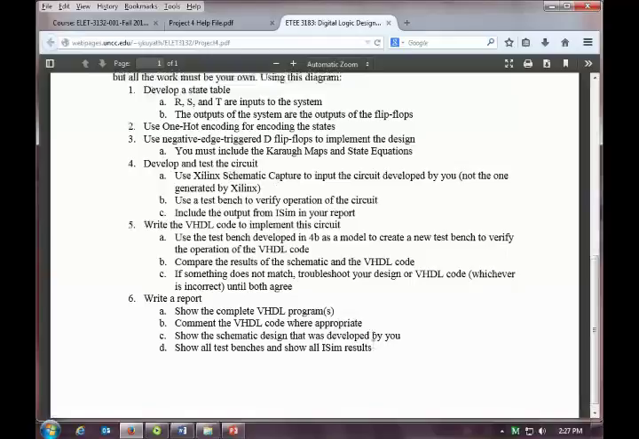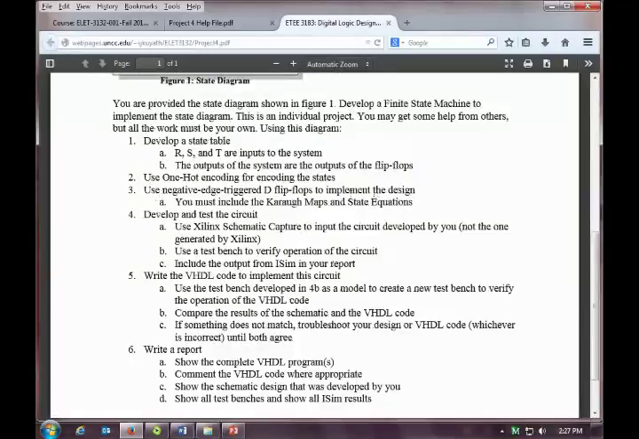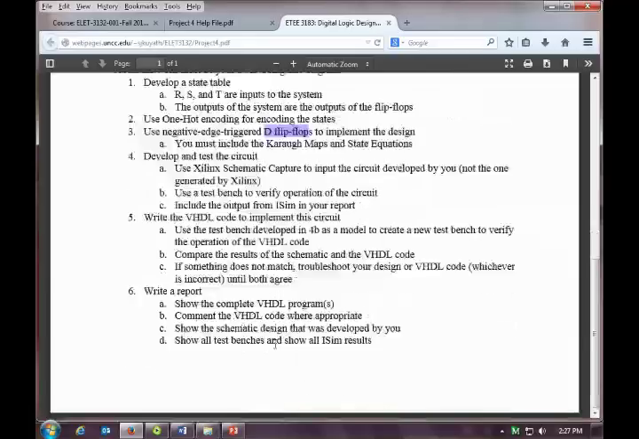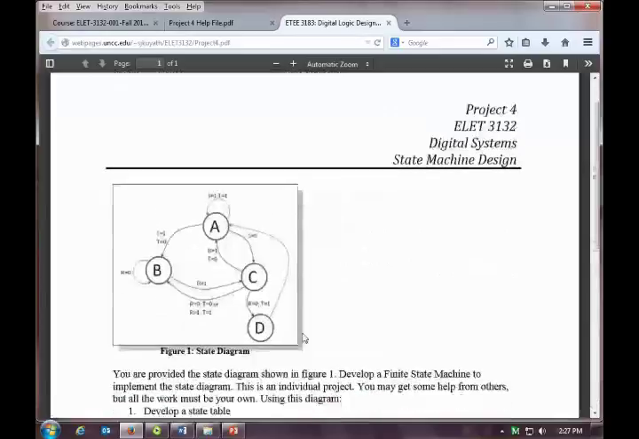Okay. So you've got to do the one-hot encoding, use D flip-flops. You better be glad I did that. I could have said JK, and that just adds a whole new level. Then you've got to come up with the test bench and the VHDL code and use the test bench again. And then the report, again, it can be real simple, but all the diagrams you put in there, you've got to tell me what they are. Make it as simple as possible.